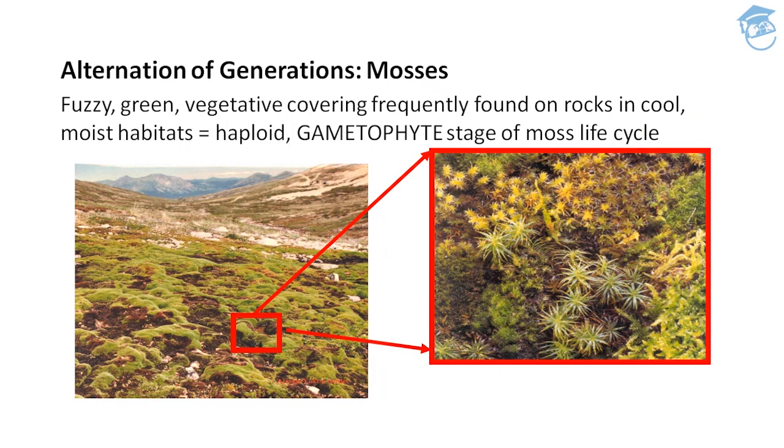Alternation of generation in mosses. See, a fuzzy green vegetative covering frequently found on rocks in cool, moist habitats. This is the haploid gametophyte stage of the moss life cycle. So, students, have you ever fallen on a slippery rock while fishing or exploring a stream? If so, you have been a victim of bryophytes. See, this slippery area is because of the bryophytes. This is the zoom view. They are a type of non-vascular plant found near fresh water.